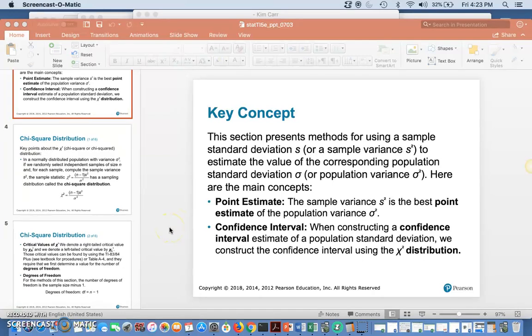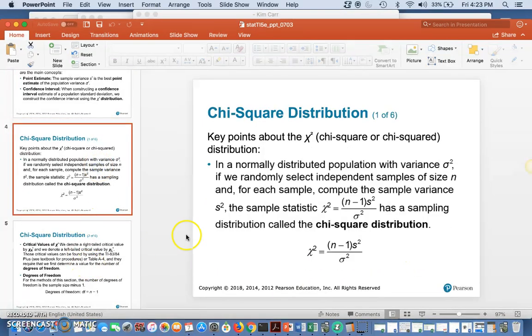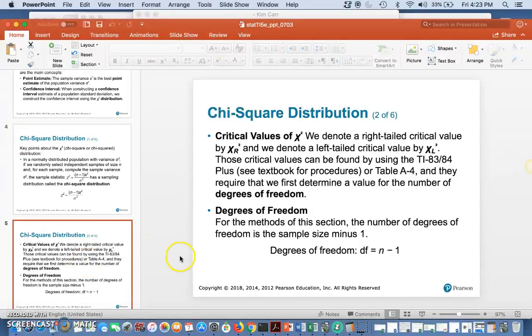Okay, we're going to do confidence intervals about the variance or the standard deviation. The words here, point estimate, you're familiar with that. You're familiar with the confidence interval. These are words you've heard, but we're going to use the chi-square distribution, and this is the formula for finding it. You will actually be using StatCrunch, so you don't have to be as familiar.